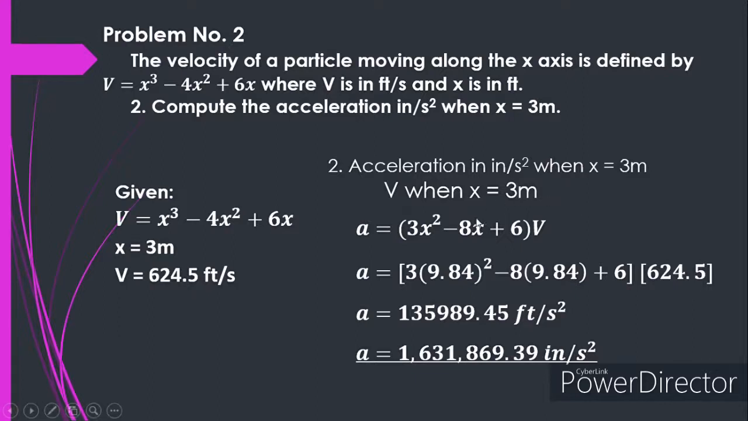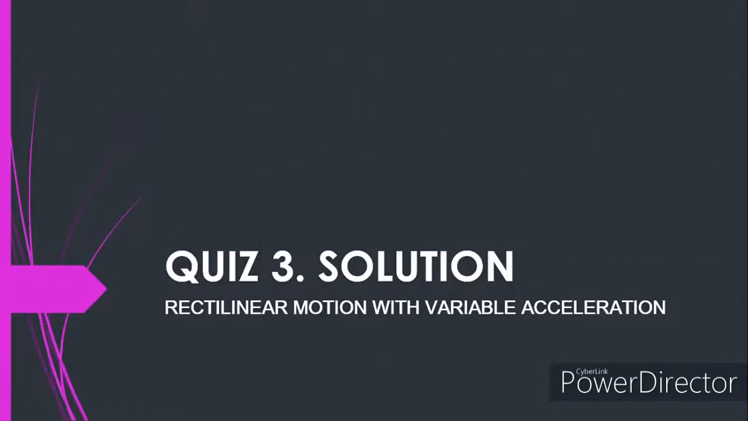So, class, medyo tricky yung question kasi yung first question natin kanina is v at 2 meters. Pero class dito, since sinabi niya when x is 3 meters, therefore, magkakaroon tayo ng panibagong value ng velocity, which is the velocity at x is equals to 3 meters. Yan, so that's all class para sa ating quiz 3, rectilinear motion with variable acceleration.